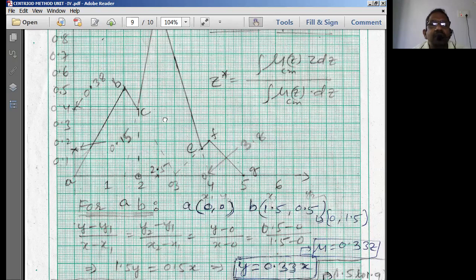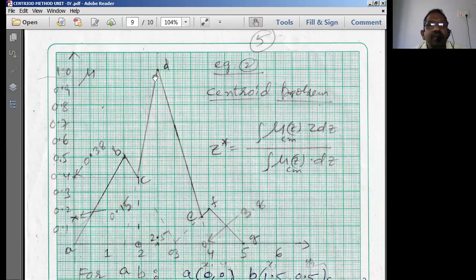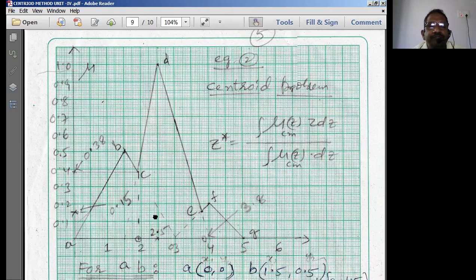Then what is the y coordinate of C? We will be getting 0.38 for the y coordinate. That means the membership function value is going to be 0.38 for C, and the fuzzy value at point C is going to be equal to 1.95. Similarly, at D, the membership function value is equal to 1, and the x coordinate is equal to 2.5.